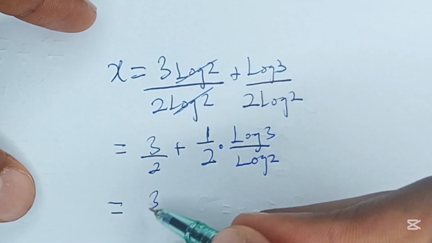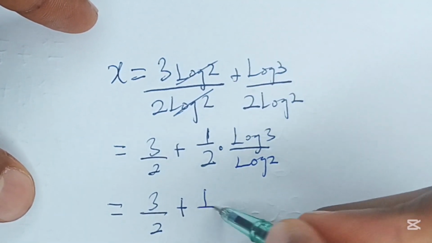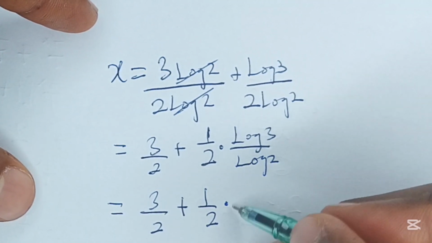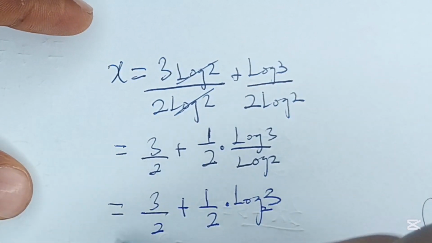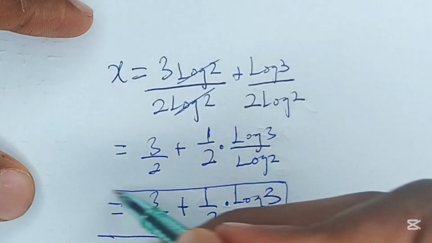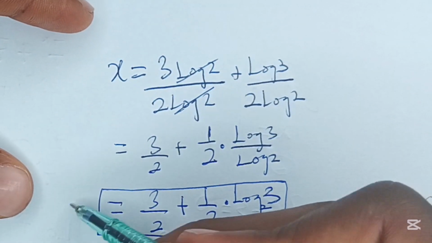This is now equal to 3 over 2 plus half times logarithm of 3 in the base of 2, if you remember the law we stated. So this now would become our final answer for x.